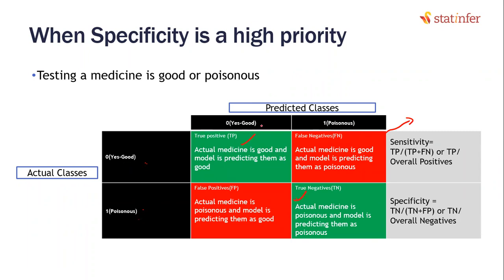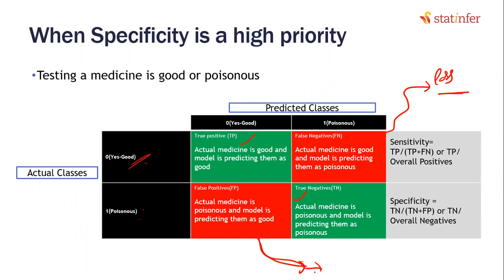Medicine is poisonous, but you have predicted it as good. Poisonous medicine, by mistake, the model is predicting it as good. We are going to recommend that medicine. Tell me one mistake here. What is the loss? First tell me one mistake here in the first row. By mistake, good medicine was predicted as poisonous. What are we going to do? What is the loss here? Profit or sales. Yeah, so the profit, sales or the medicine will be lost, etc.